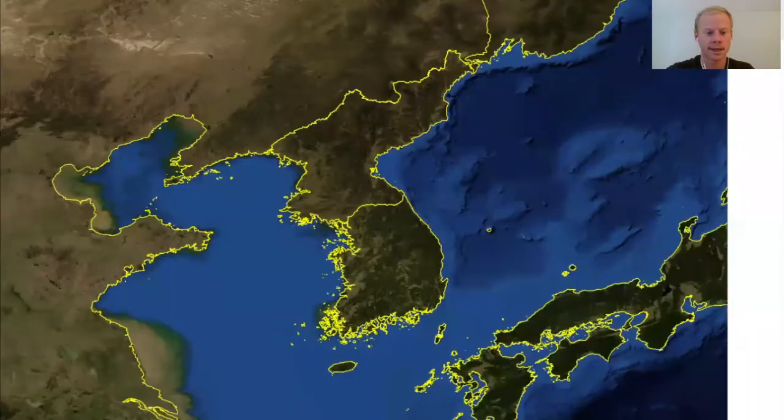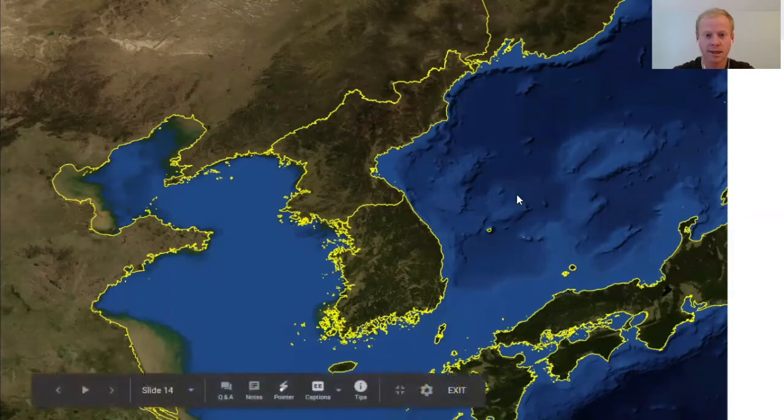This is what it looks like from satellite view. This right here is China. This is what was at the time the Soviet Union, and this is Japan. It's very important to notice how close these two countries are to North Korea, because that plays a lot into what happened in the Korean War.